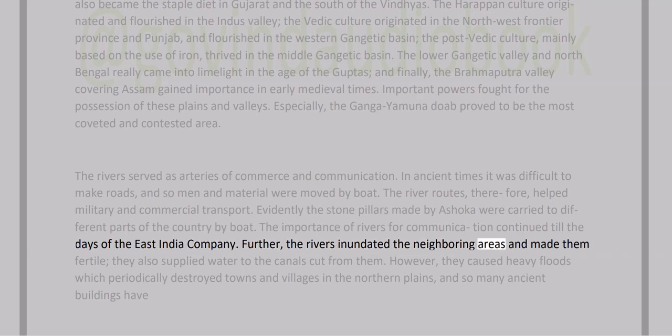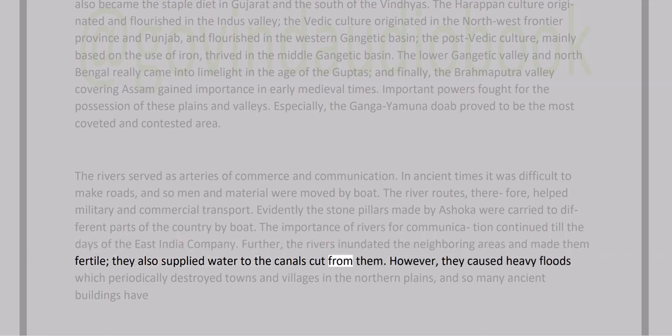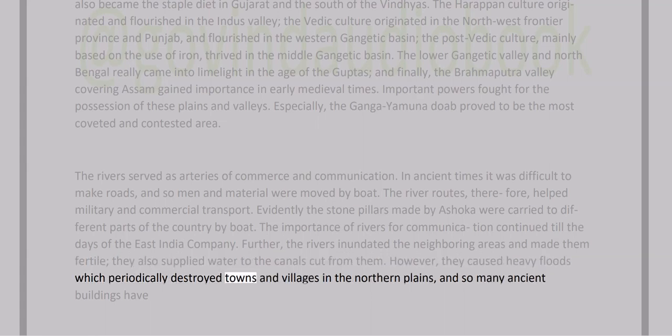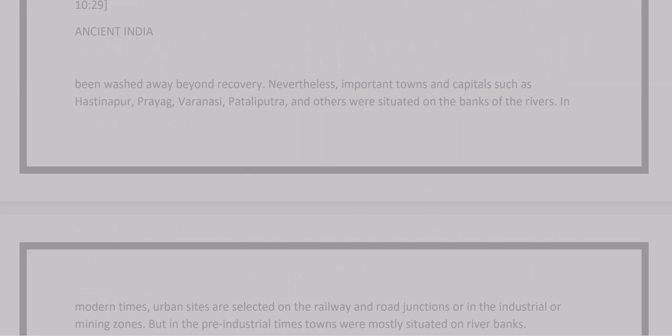Further, the rivers inundated the neighboring areas and made them fertile. They also supplied water to the canals cut from them. However, they caused heavy floods which periodically destroyed towns and villages in the northern plains, and so many ancient buildings have been washed away beyond recovery.